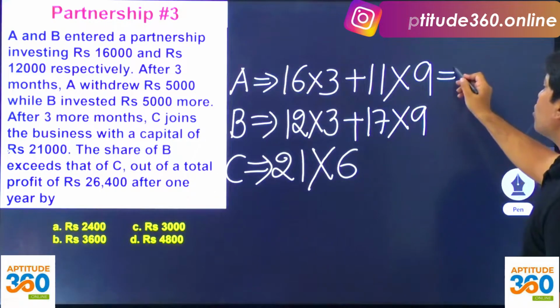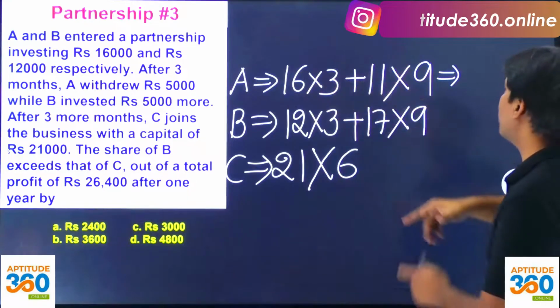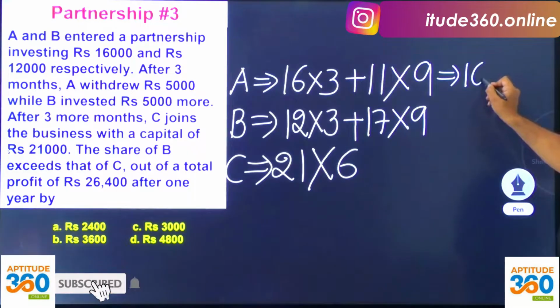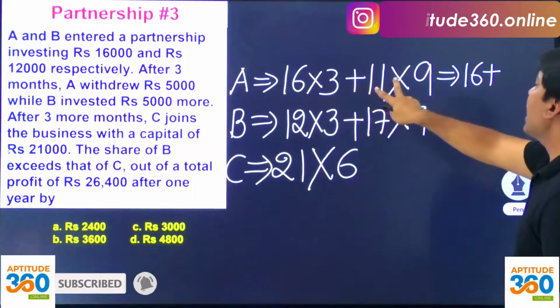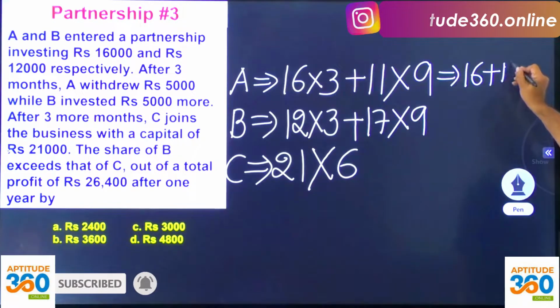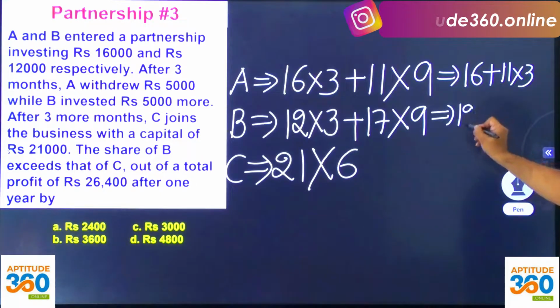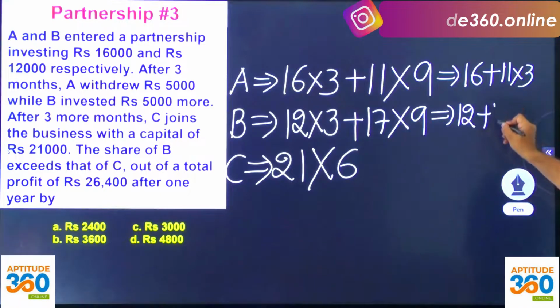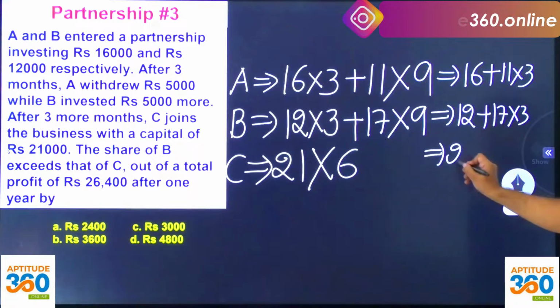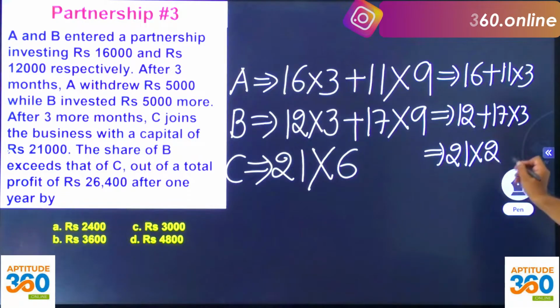Now, do you also understand that 3 is common here and here? So what I'm going to do, I will take 3 out of it. So 16 and 11 into 9, I will write 11 into 3. Just to simplify things for you. 12 and this is 17 into 3. And this one is going to be, if you take 3 common out of it, it becomes this.